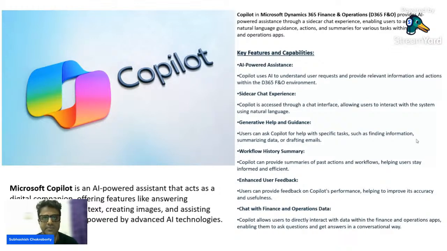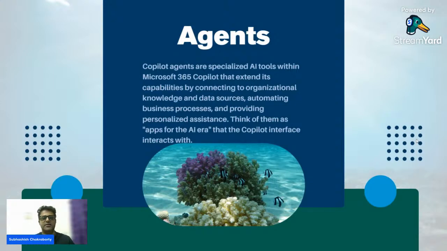Okay, so that was the very basics about Copilot. Having said that, the main question that comes to mind is about Copilot agents, which are the fundamentals, the very fabric of the Copilot. Agents are specialized AI tools within Microsoft Finance and Operation Copilot, which extend its capabilities by connecting to organizational knowledge and data sources, automating business processes, and providing personalized assistance. You can think of them as apps for the AI era that the Copilot interface interacts with. In other words, agents are virtual chatting programs that can talk to you and respond to the set of instructions that you give them.